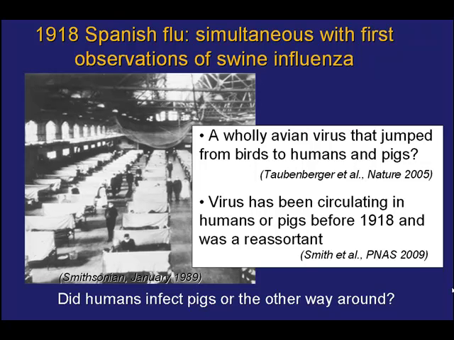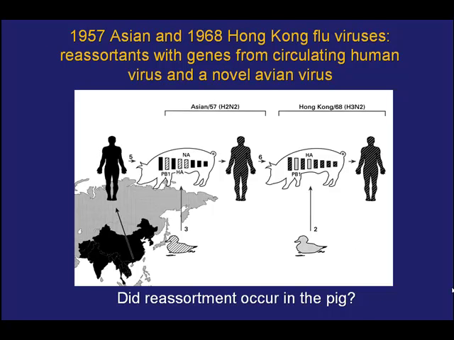But of course, there is very limited genetic material of that time available, and it's highly likely that we will never know the exact origin of the 1918 virus, and that we will never know whether the virus went from humans to pigs or the other way around.